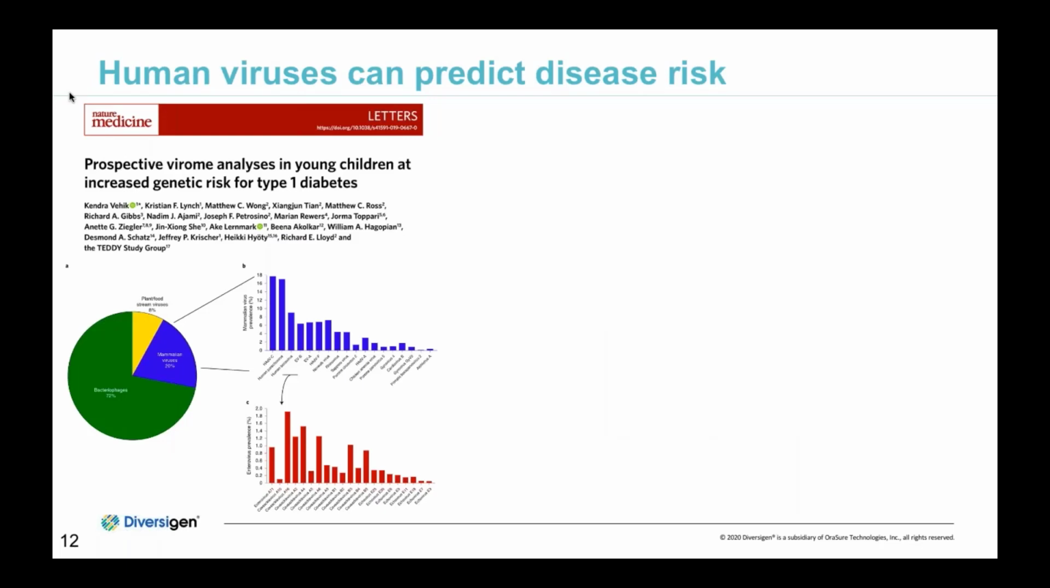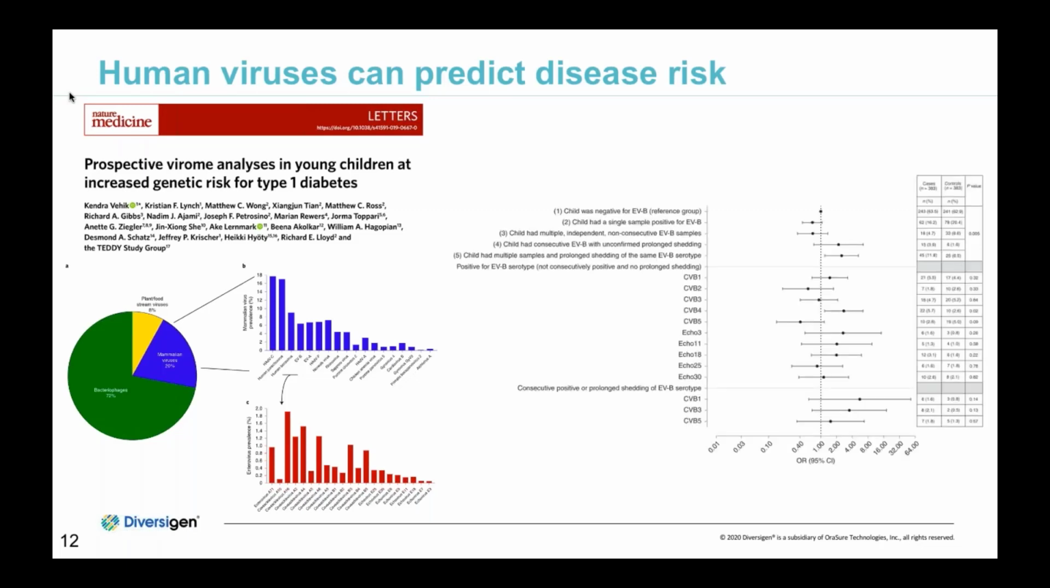Viruses, particularly mammalian viruses, have been very useful in predicting disease risk. For example, this is a study characterizing the stool viromes of children at increased risk for type 1 diabetes. The authors first characterized the stool viromes of the children, showing, first, that the vast majority of the viromes are composed of bacteriophages, as you can see here in green, and second, that enterovirus B, or EVB, was one of the viruses to be the most prevalent in the children's stool samples.